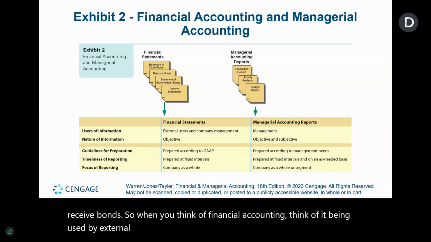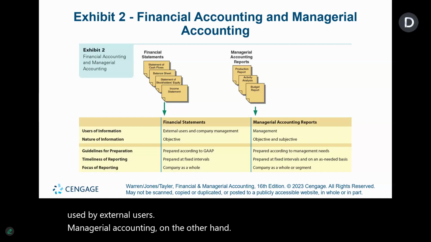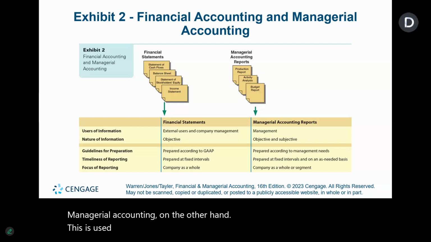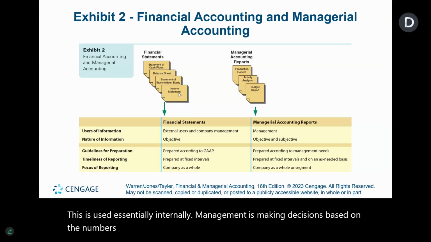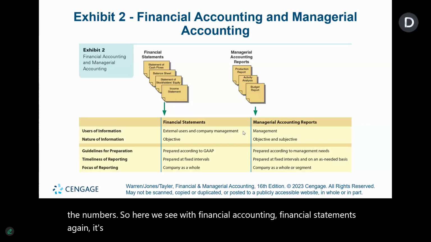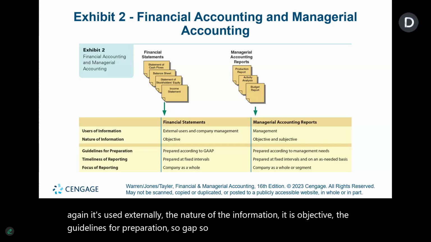Managerial accounting, on the other hand, is used essentially internally. Management is making decisions based on the numbers. So here we see with financial accounting, the financial statements are used externally. The nature of the information is objective. The guidelines for preparation are GAAP, which is essentially generally accepted accounting principles.